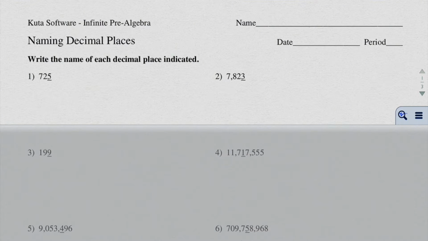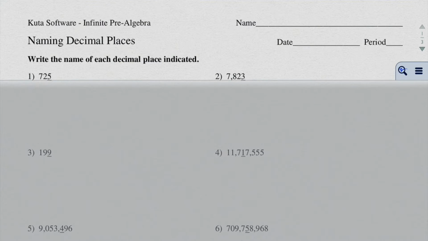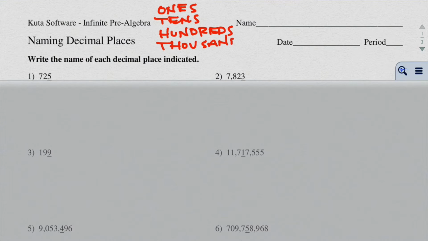Okay, so this is pre-algebra naming decimal places. The instructions ask us to write the name of each decimal place indicated. So what I'm going to do is first start out listing the order of the decimal places. I'm going to start out with the ones, the tens, the hundreds, and the thousands. And I'm going to stop at thousands. If we need more, we'll use more.